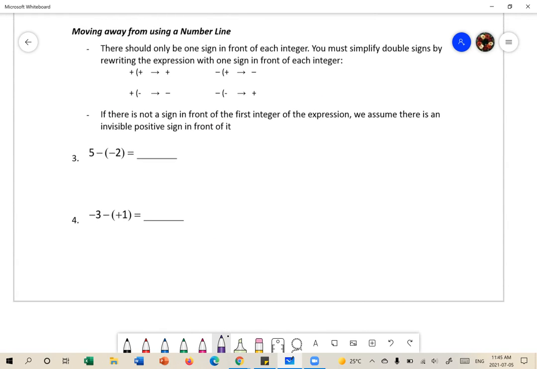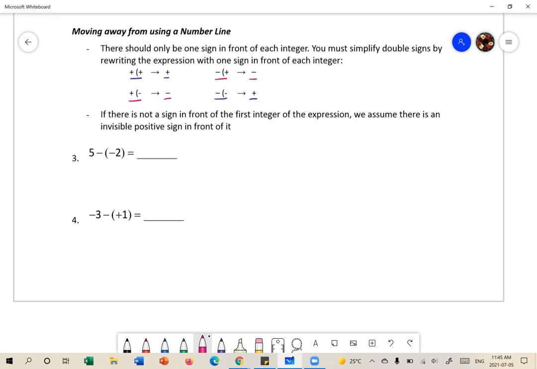When we see double signs, we need to automatically simplify those double signs to 1. So when you see 2 positive signs, they will simplify to a positive. Same thing with 2 negatives. When you see 2 negative signs, they will simplify to a positive. When you see a positive and a negative beside each other, they will simplify to 1 negative sign.